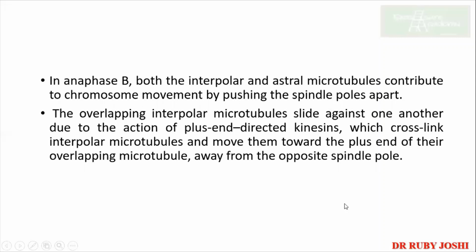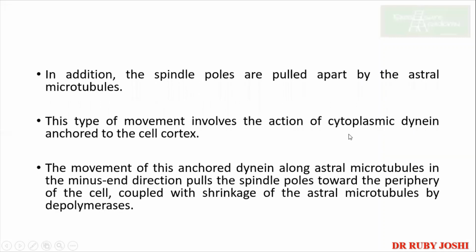Okay, now coming to the anaphase B. So anaphase A में क्या हो रहा है? Your chromatids are getting separated and they are moved towards the opposite poles. Correct. Now coming to the anaphase B. So in this, both interpolar and the astral microtubules contribute to chromosome movement by pushing the spindle poles apart. So the overlapping interpolar microtubules slide against one another due to the action of the plus end directed kinesins, which cross-link interpolar microtubules and move them towards the plus end of the overlapping microtubule, that is away from the opposite spindle pole.